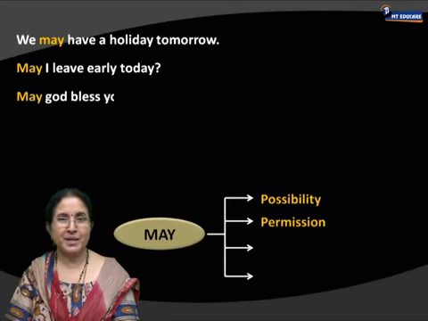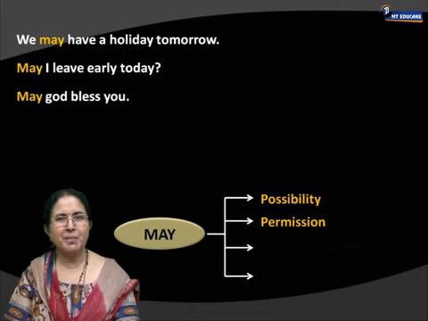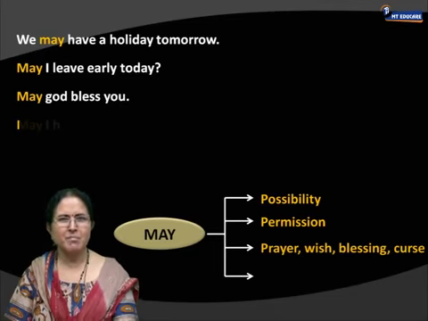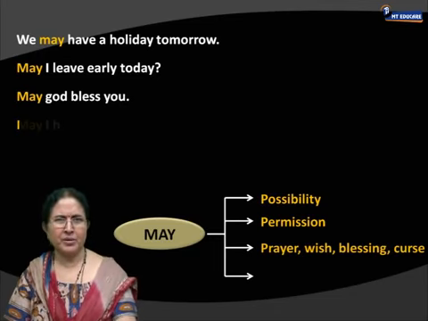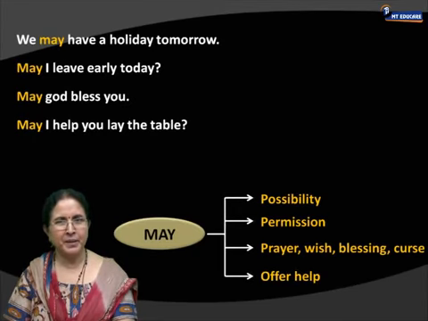Third one. Sometimes you need to bless people. May God bless you, we say. Or God, may you be blessed abundantly, we say. It's a prayer. It's a wish. You bless someone. And sometimes you curse someone. May you not get any help at all. Now you're wishing someone something bad, a curse. Last one, may I help you lay the table? You're offering help to someone. So may has got four functions, three P's and one O. You can remember like that, P, P, P and O.